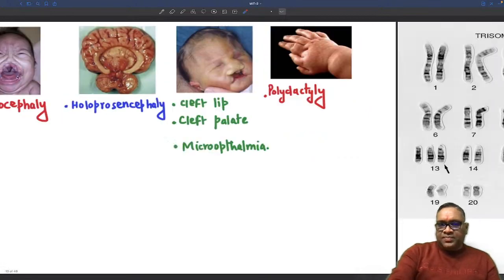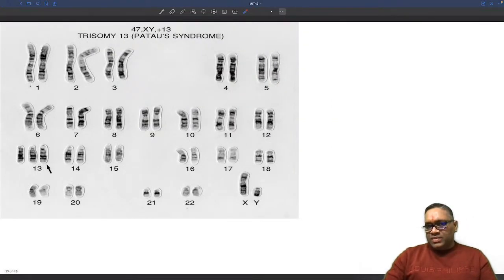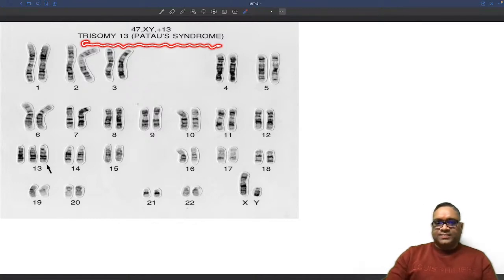So now you can see what will be the karyotyping. Again, you start from the first and you keep seeing. So you will notice that at chromosome number 13, you are finding one extra chromosome, right? So this is Patau syndrome, which is trisomy 13, right?